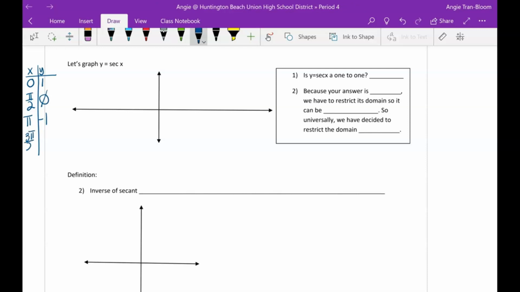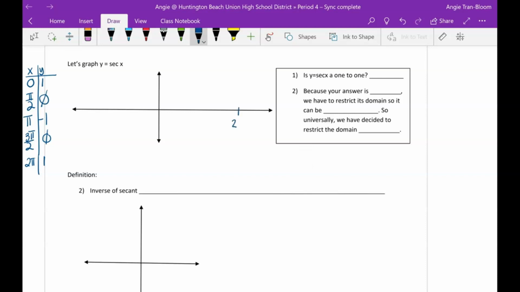3 pi over 2. Cosine of 3 pi over 2 is 0, so the reciprocal is undefined. And your last input is going to be cosine of 2 pi, which is 1, and the reciprocal is 1. Okay. So remember, secant is the reciprocal of cosine. So if you know the values for cosine, you're going to be okay.